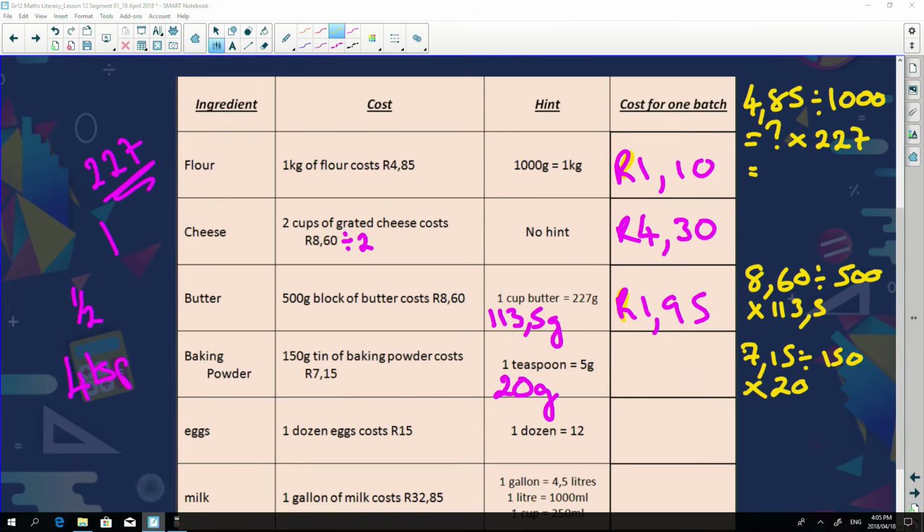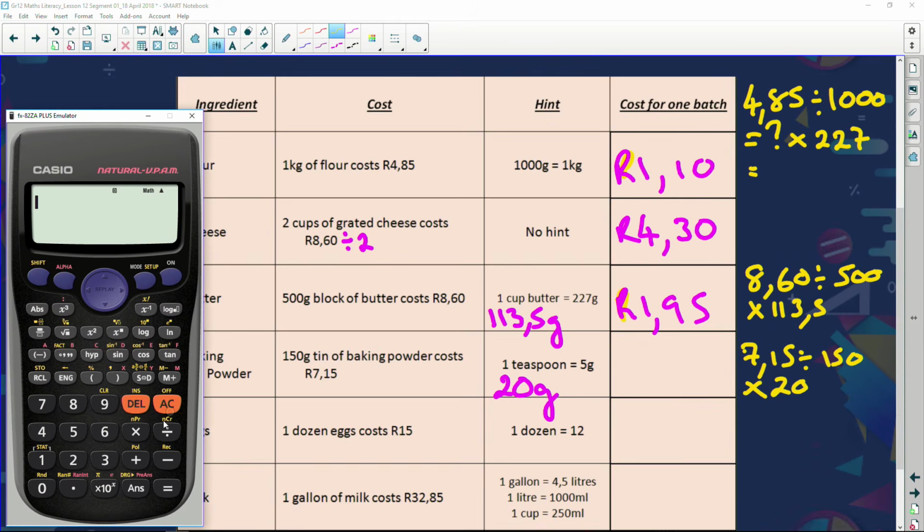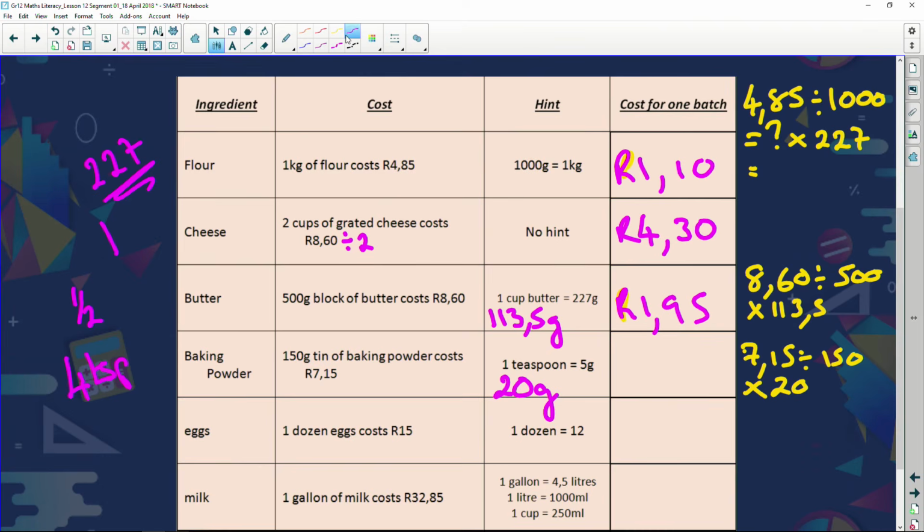I'm going to divide it by 150 and then multiply that answer by 20 grams because I want 20 grams, not 1 gram. Okay, so out comes my calculator again, and I say I've got 7 Rand 15 cents. I'm going to divide that by 150 to get the cost of 1 gram, multiply it by 20 to get the cost of 20 grams, and I'll end up with an answer of 95 cents. So 95 cents is what this is going to cost me.